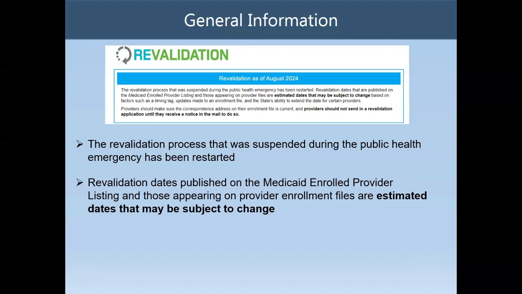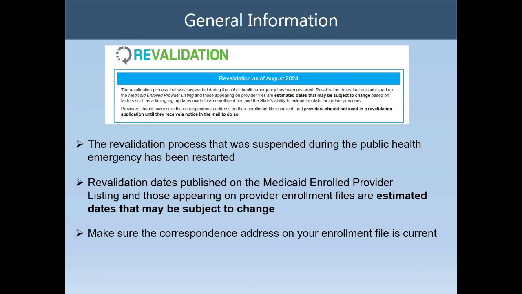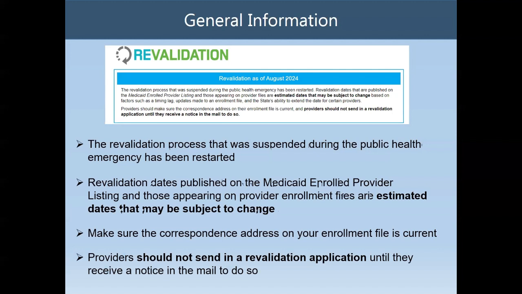And as such, we would want you to make sure that you're not going ahead and revalidating just on your own because you think it's time to revalidate. We also want to make sure that your correspondence address on your enrollment file is current and is accurate, because the information that's going to be pertaining to revalidation and the letters that you're going to get are basically being sent to your correspondence address that's on your enrollment file. And as I said, we really want to emphasize that you should not be sending in a revalidation application until you've actually been notified in mail to do so.